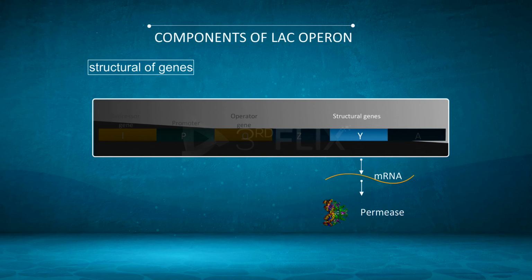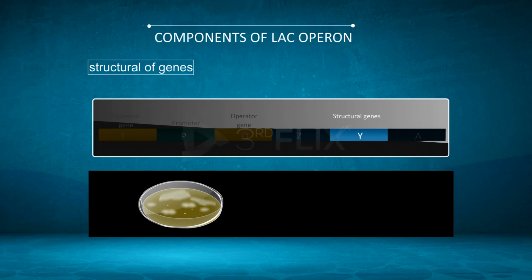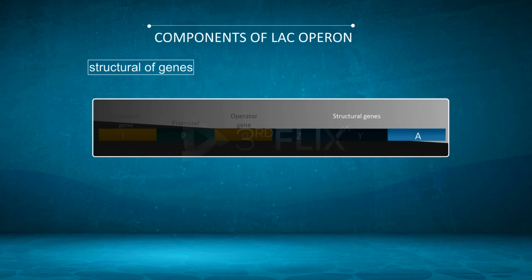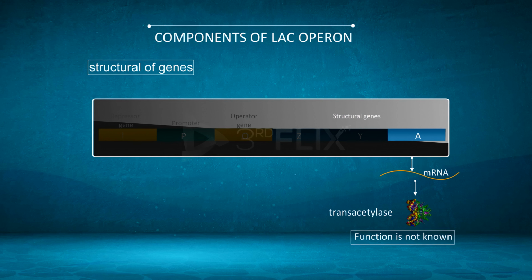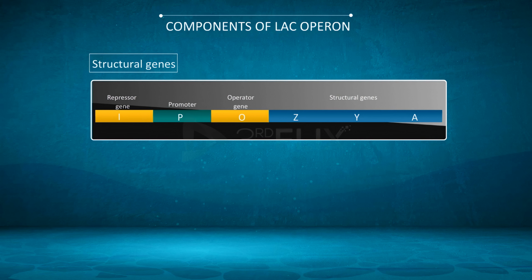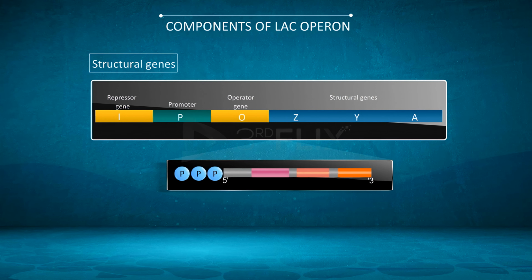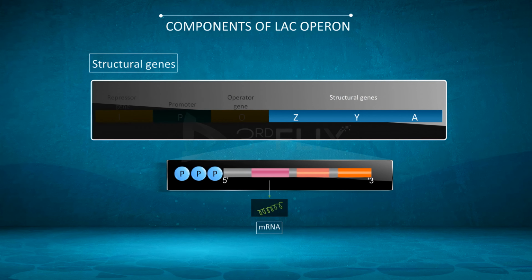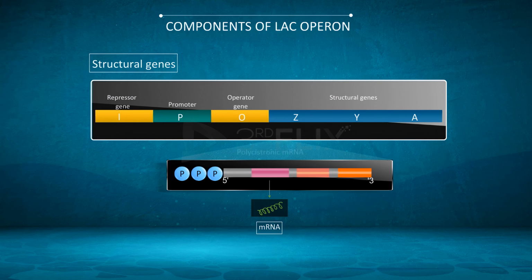The Y gene codes for permease. Being present on the bacterial cell membrane, it affects the lactose uptake from the medium. The A gene codes for the enzyme transacetylase, whose function is not clearly known. These genes are sequentially transcribed as a single mRNA from a single promoter and are called structural genes. The mRNA synthesized is called polycistronic mRNA. The last cistron is provided with termination codons.